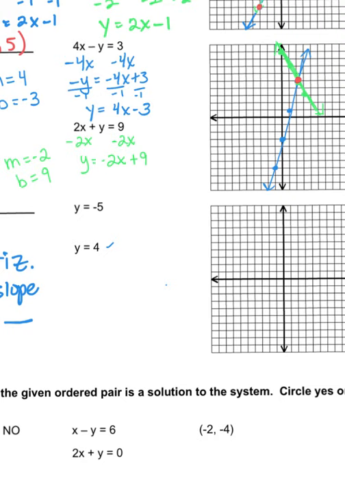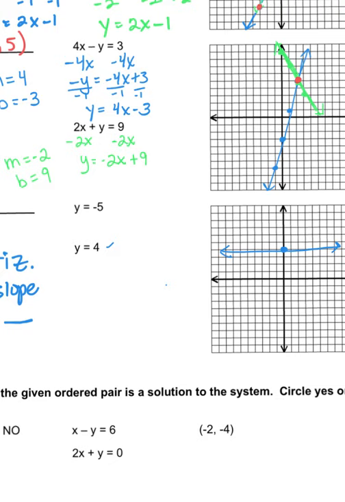So y equals 4 is going to be in blue. If I get my y equals 4, 1, 2, 3, 4 is right here. There you go. That's y equals 4. And I know it's a horizontal line. So this line right here is going to be y equals 4.